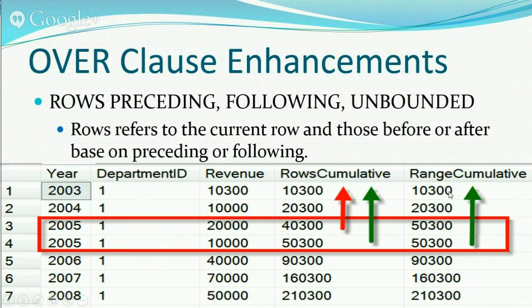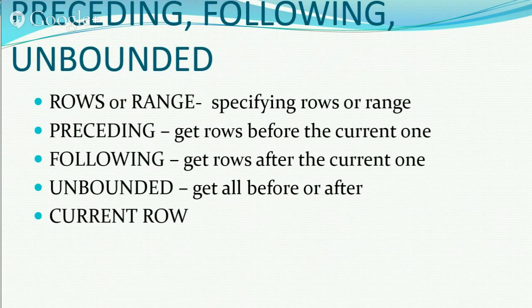But when we're looking at range, notice these two right here are exactly the same because it's including the fact that these 2 years are tied here, and it's like saying, give me the rows with ties. So in that, we'll jump into the query here in just a second. Keep in mind that when we're looking at preceding, following, or unbounded, we have the concept of rows versus range, and range is like rows with ties.